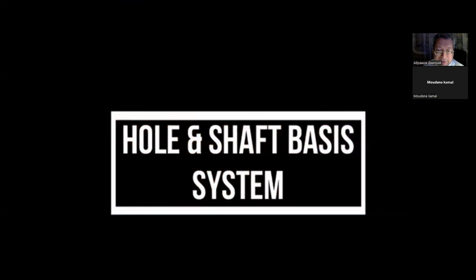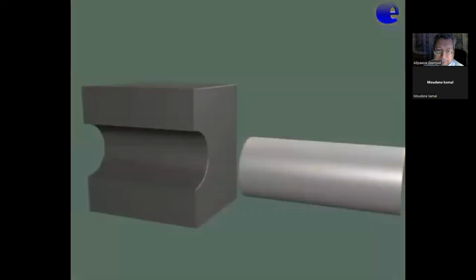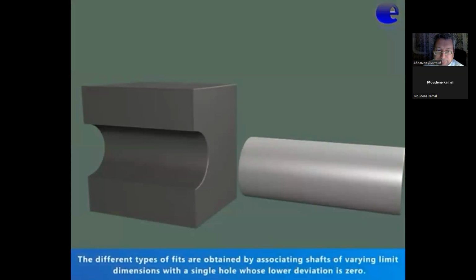Hole and shaft basis system. Hole basis system. In this video, we are going to see about hole basis system. The different types of fits are obtained by associating shafts of varying limit dimensions with a single hole whose lower deviation is 0.